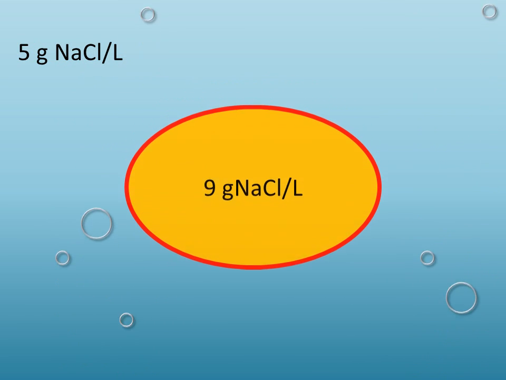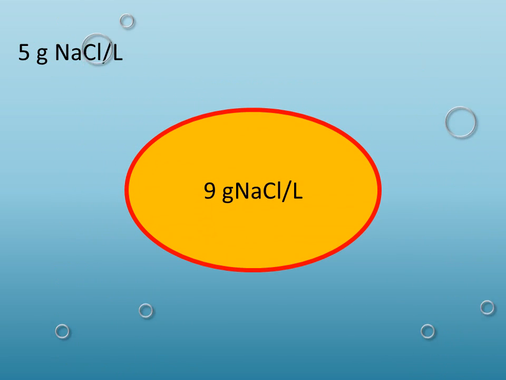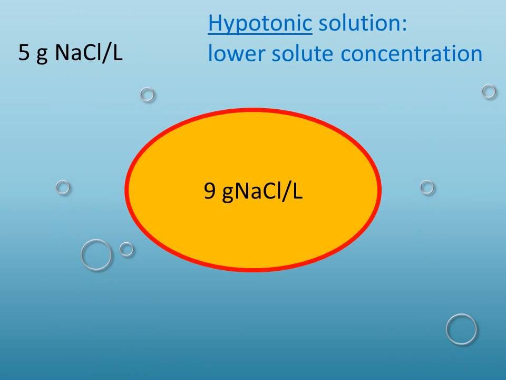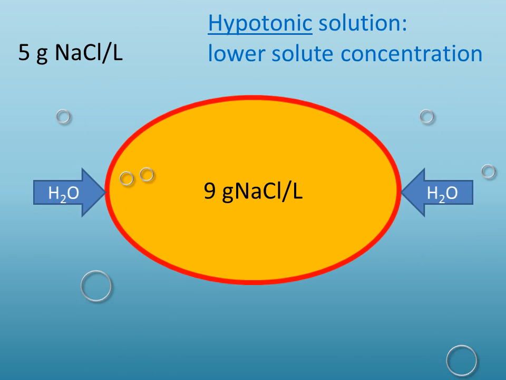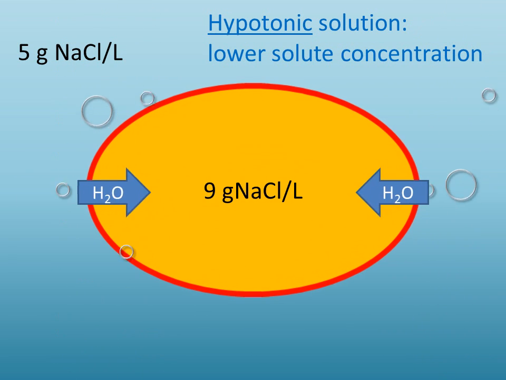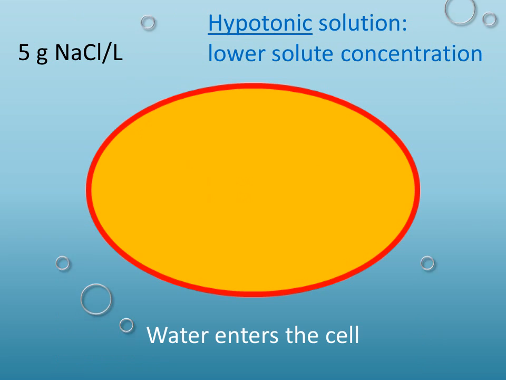Okay, so now let's consider the opposite situation. We'll put our same cell in a solution that is now lower outside the cell, 5 grams of sodium chloride per liter. And this is what we would call a hypotonic solution. Hypo meaning lower. So in this case, the more concentrated side is inside the cell, so water will move in. And this will serve to expand the cell greatly. In plant cells, that would be expanding up against their cell walls, for instance. And so water will always enter the cell if it's placed in a hypotonic solution.